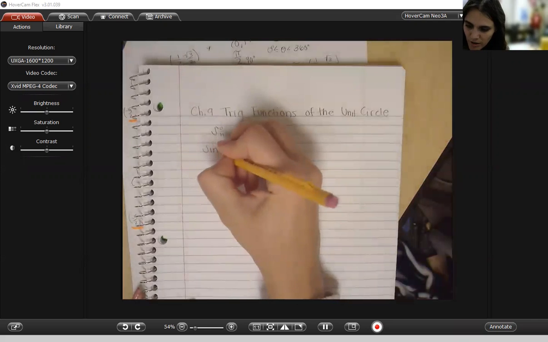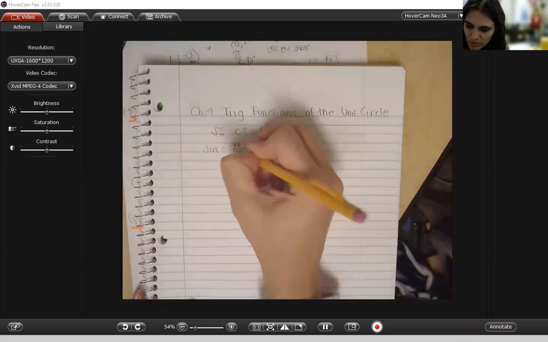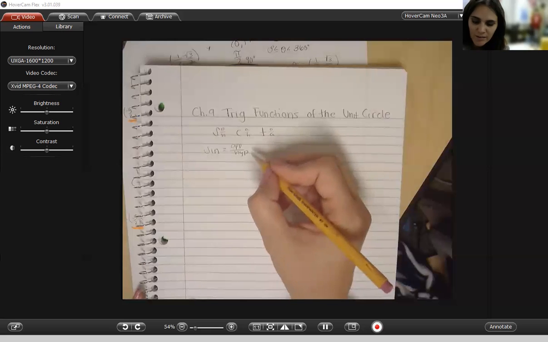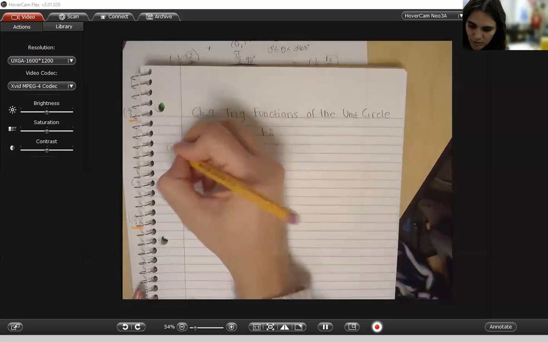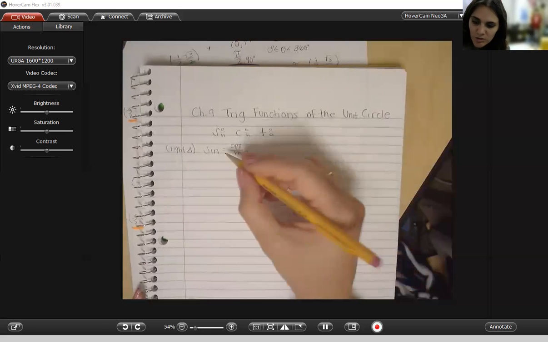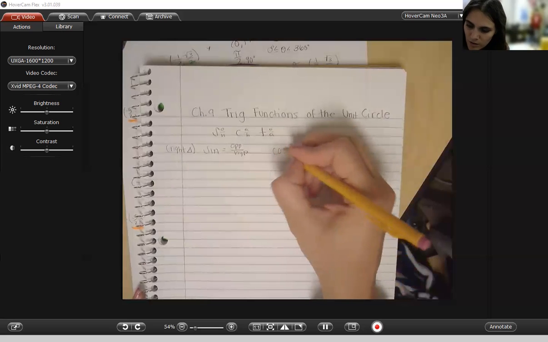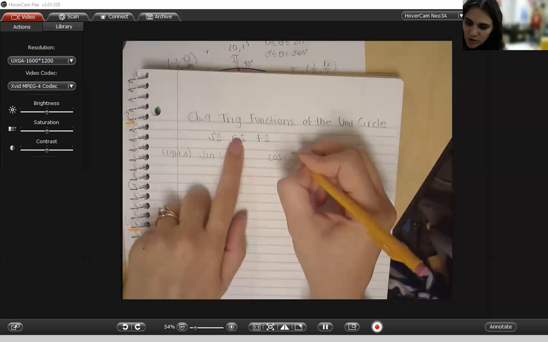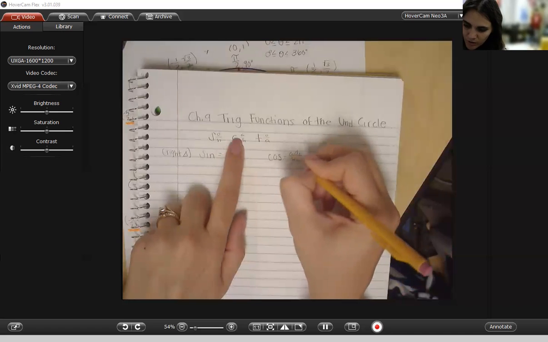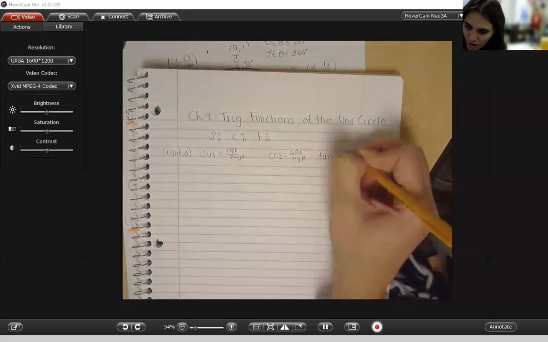Well, we know that sine is equal to the opposite over the hypotenuse, right? And this is only for right triangles. You need to remind yourself, this only works in right triangles. So SOHCAHTOA: sine is the opposite over the hypotenuse. The cosine is the adjacent leg over the hypotenuse. And the tangent is going to be the opposite over the adjacent.